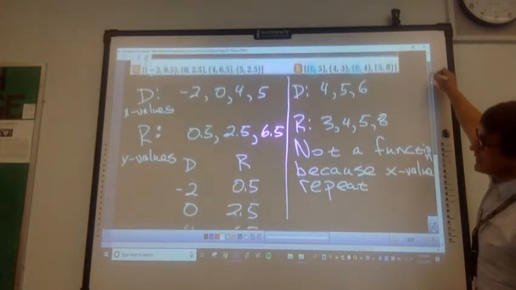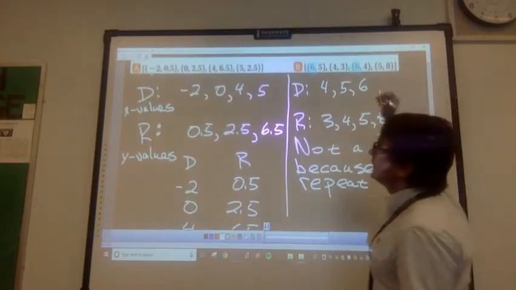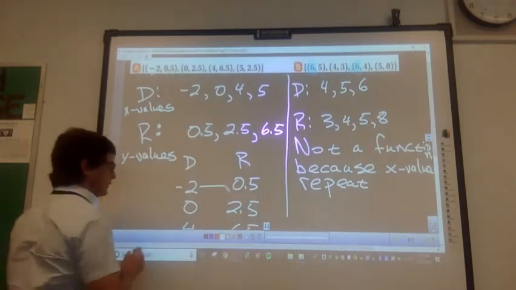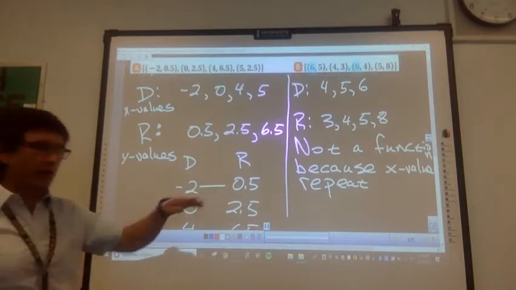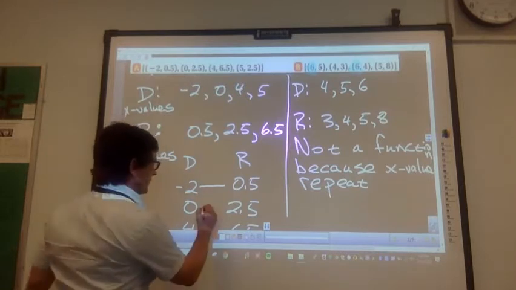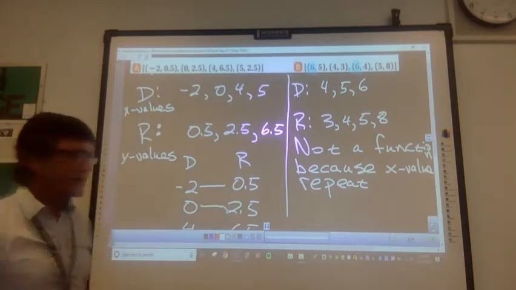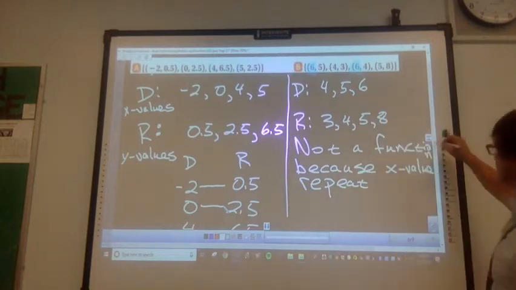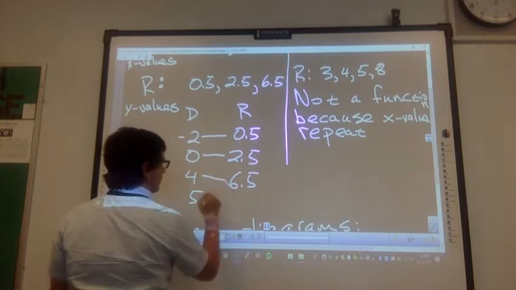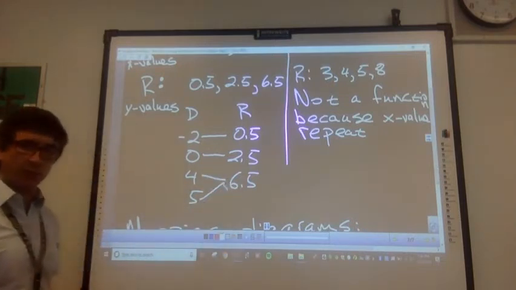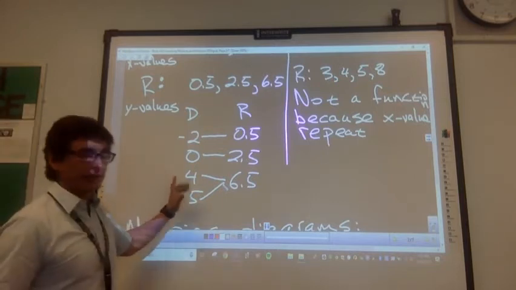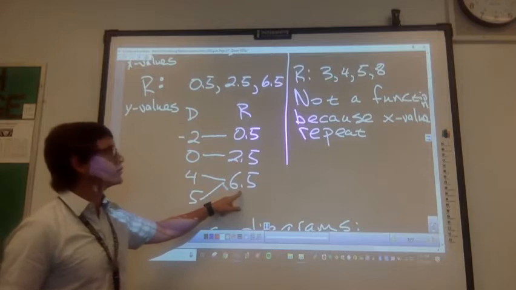So if I look at the ordered pairs way up here, we have -2 goes with 0.5. So I just draw an arrow or a line in between, line straight across. -2 goes with 0.5. 0 goes with 2.5. So again, a line straight across. That won't always happen, so don't assume it will. This is the perfect case because both the 4 and the 5 go with the 6.5. So it is a function. It does not matter if the y values repeat.